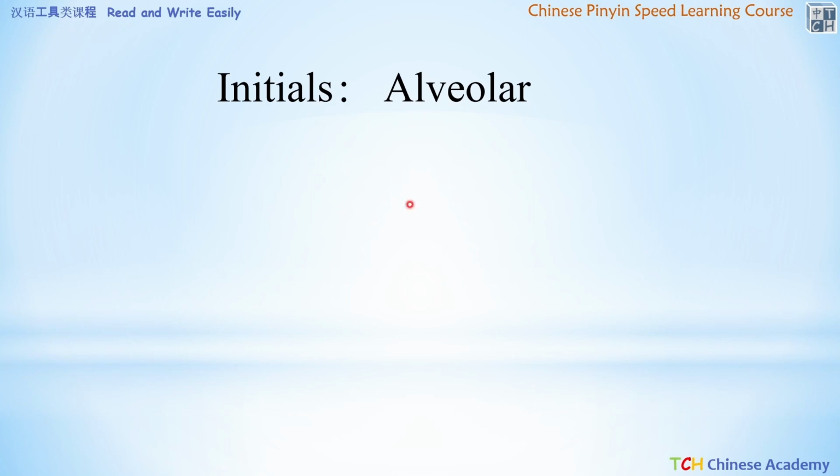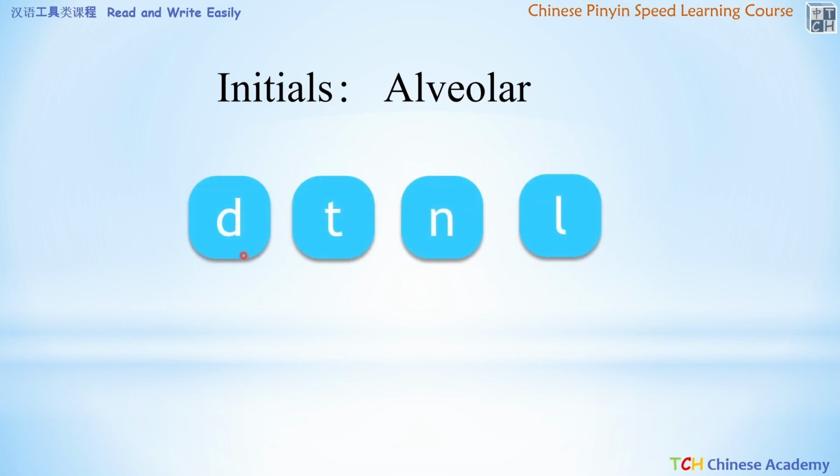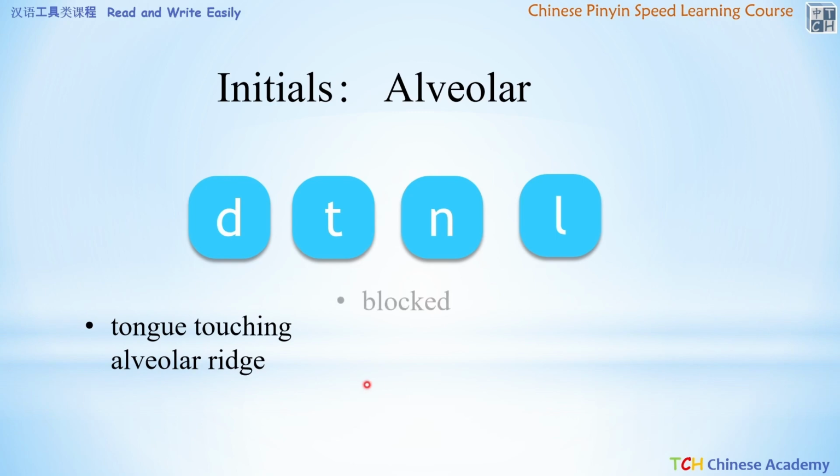The Chinese alveolar pinyin are d, t, n, l. We group these four pinyin together as alveolar because when these alveolar sounds are produced, the tip of the tongue needs to touch the alveolar ridge. And by doing so, the air is blocked. And then drop the tongue to let the air out. These alveolar sounds are released.